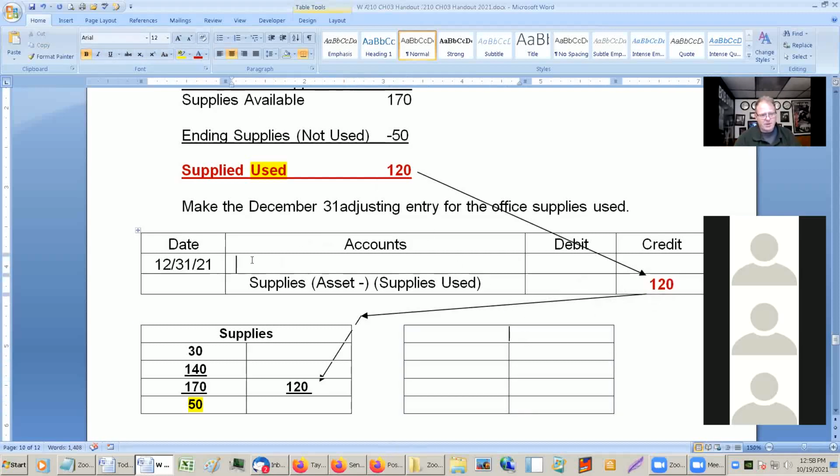Okay, and we have supplies expense. Oops, because we need a number for that. The expenses are always debits. So that's that one.